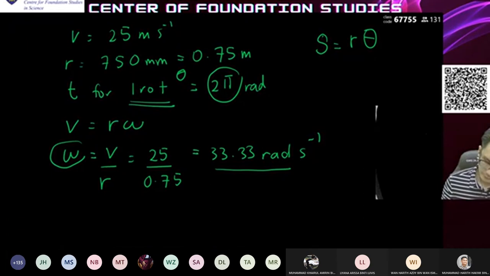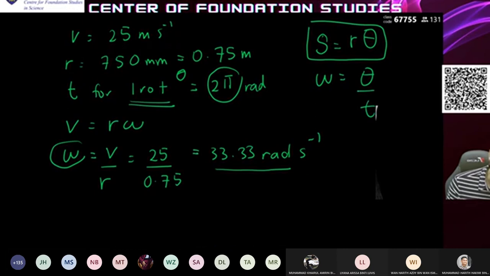We know that this is the equation, and then also we know that omega is equal to theta divided by the time. Okay, this one lah, ini tak perlu pun. This one I just want to relate it with the linear displacement. Okay, so omega is equal to the angular displacement divided by the time. Jadi angular displacement is 2 pi, given in the question as one rotation, and then the time is yang kita nak carilah, and omega is equal to the one that we just calculated.